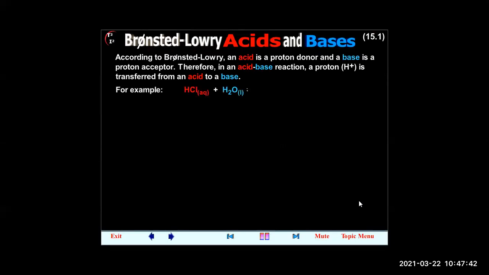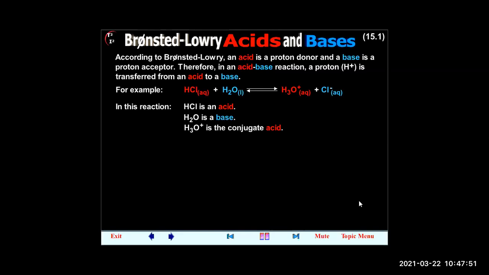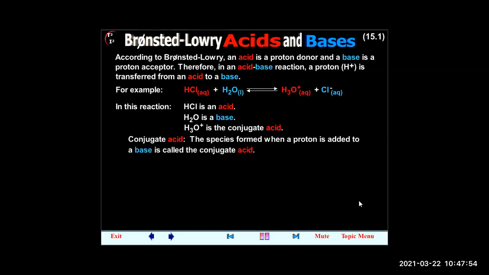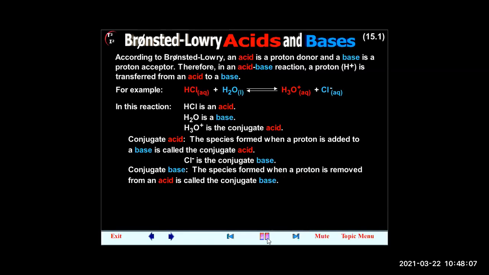For example, in this reaction, HCl is an acid, H2O is a base, H3O+ is the conjugate acid. Conjugate acid, the species formed when a proton is added to a base, is called the conjugate acid. Cl- is the conjugate base. Conjugate base, the species formed when a proton is removed from an acid, is called the conjugate base.